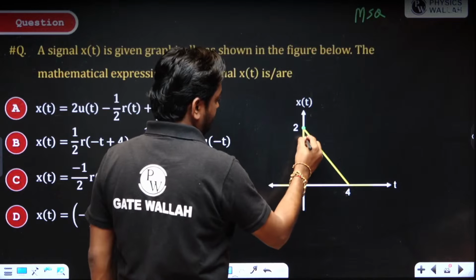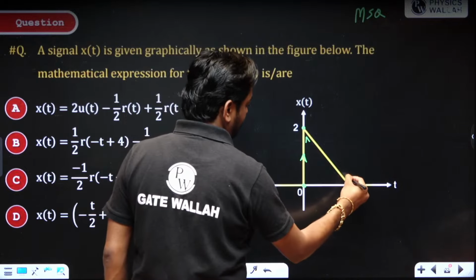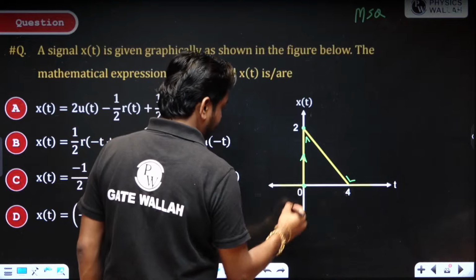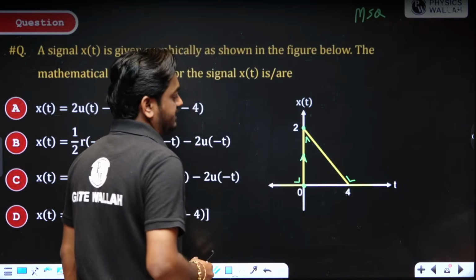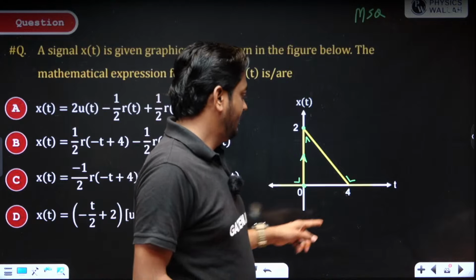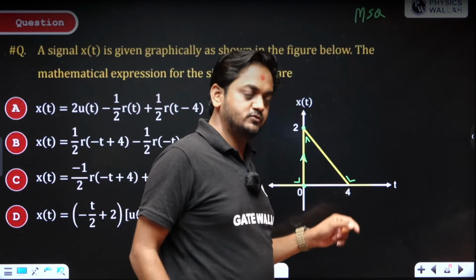Then here this is a linear change, and here also a linear change. So at the origin there is a sudden change as well as a linear change. So at the origin, ramp as well as step will come into the picture. Here there is only a linear change, so only a ramp will come into the picture.